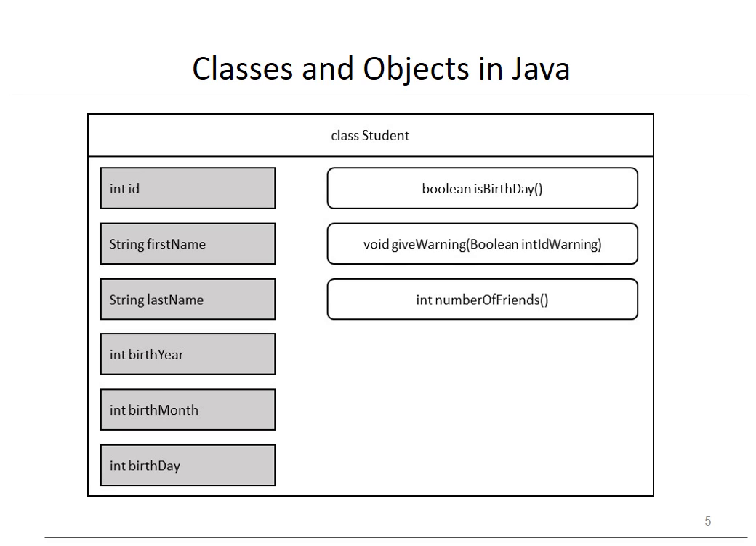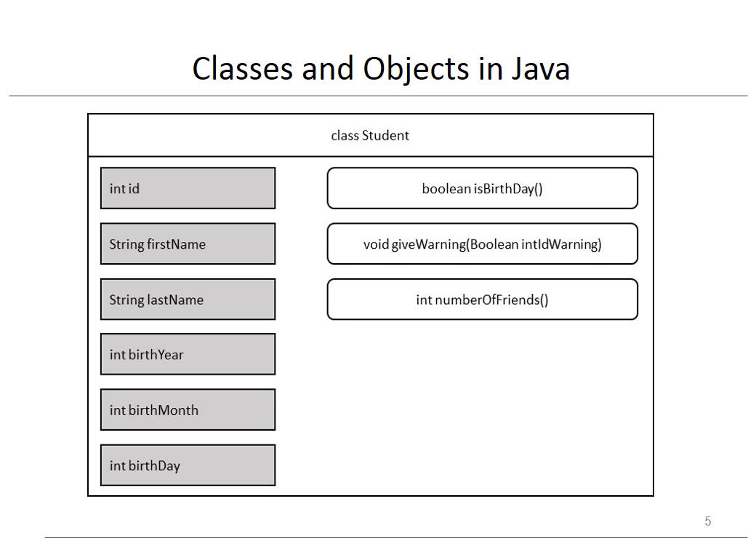Here you can see an example of a student class. It has both variables and methods. Each variable has a corresponding data type. The ID variable is an identifier of type integer. The data type of the first name and last name variables is string. Birthday, birth month, and birth year are represented as integers.